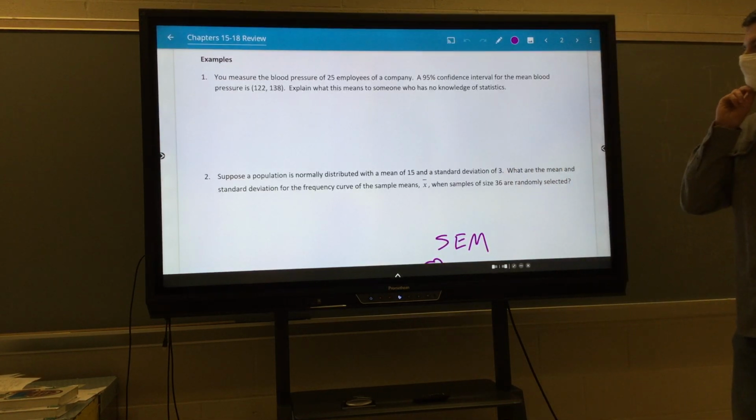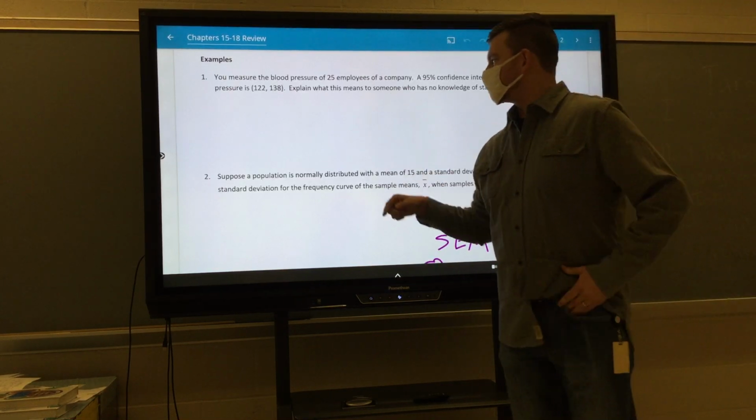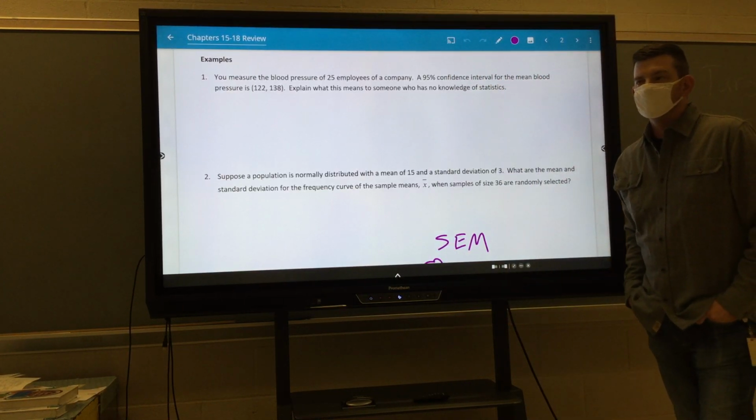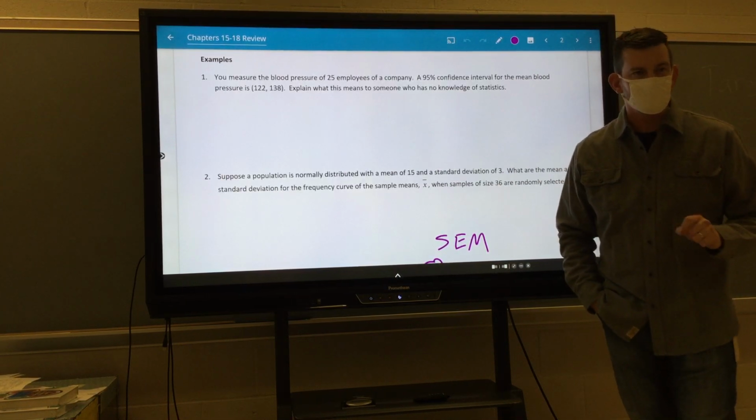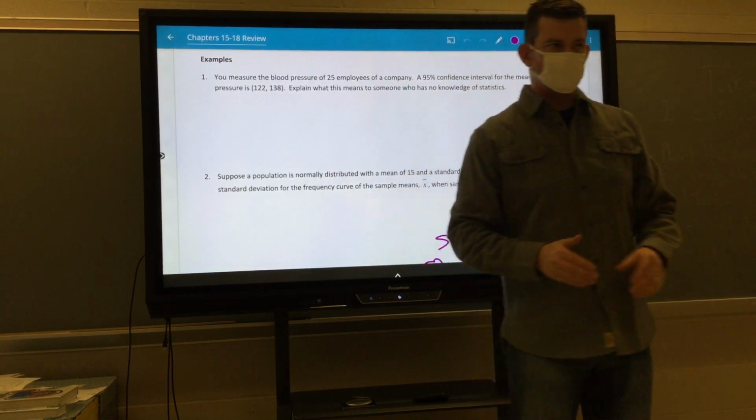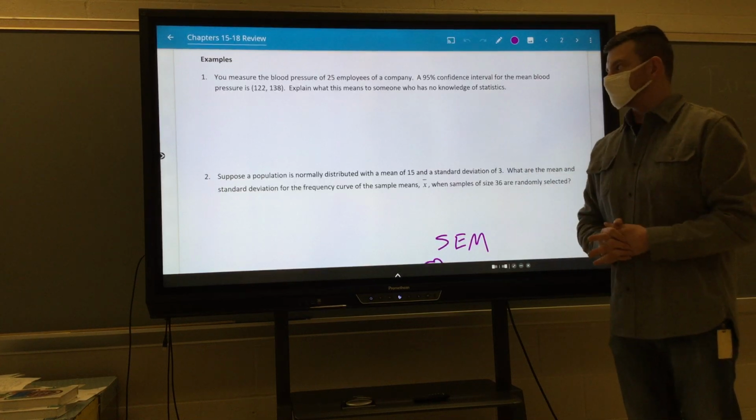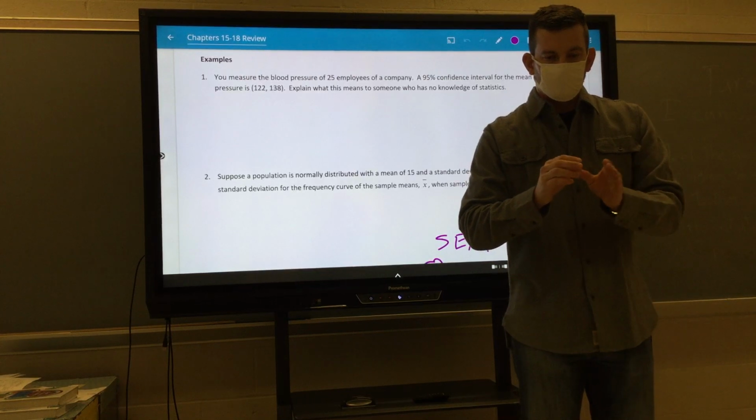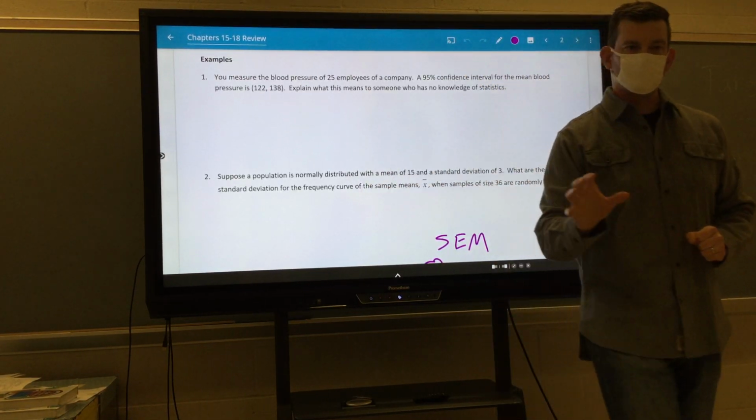Sometimes I see people want to say that 95% of the people we will survey will have a blood pressure between 122 and 138. That's not exactly what a 95% confidence interval is. It goes off of population distribution versus sampling distribution. Remember, these are all based off of the sampling distribution. So we are 95% confident that the true mean is between here and here. That's what that's saying.